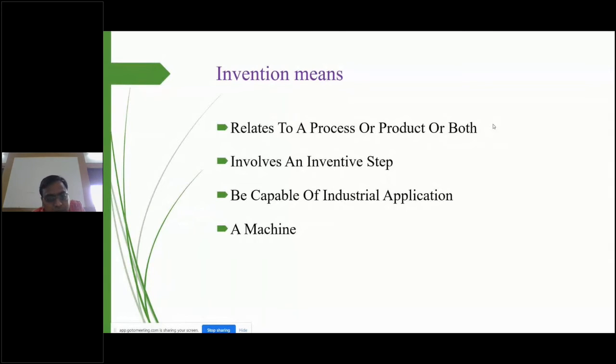So this can be used in our invention. It should be capable of industrial application, which means that in today's government, it is liable for a startup. So with one idea, we can get a startup. That industrial application should be there, and we can make some machines.